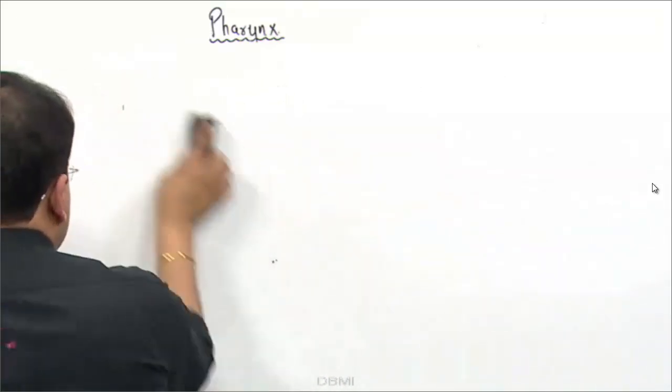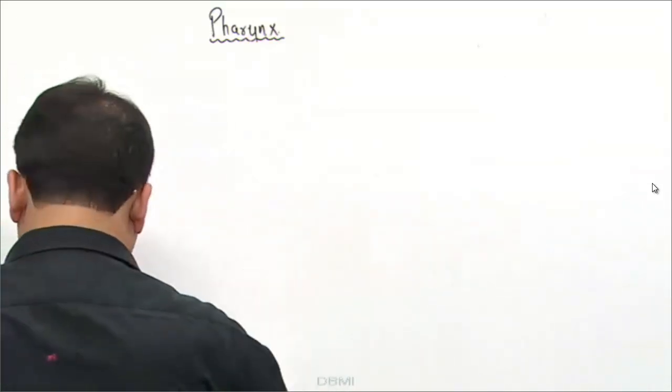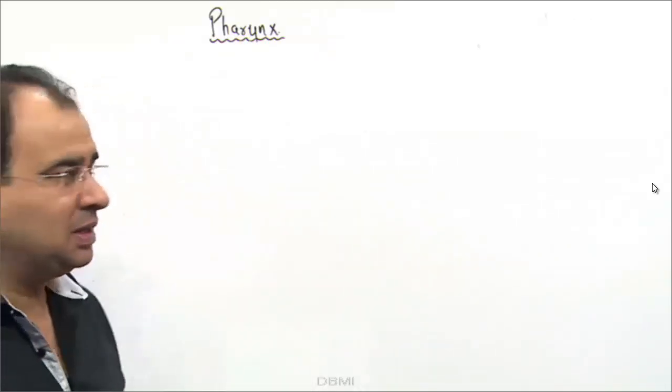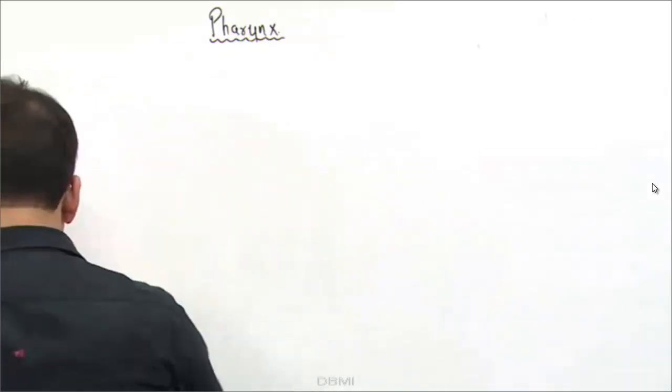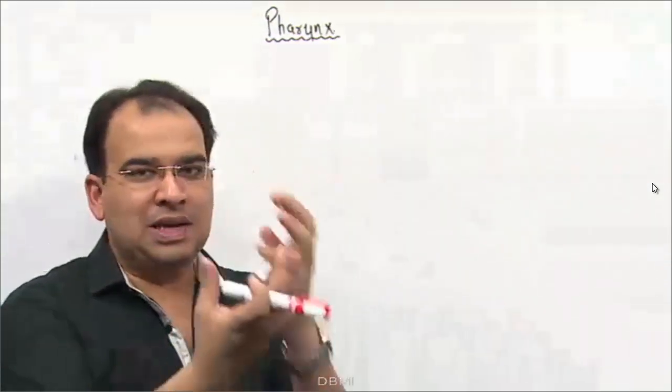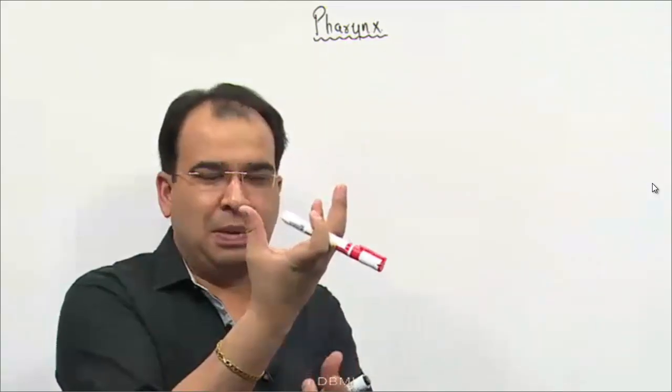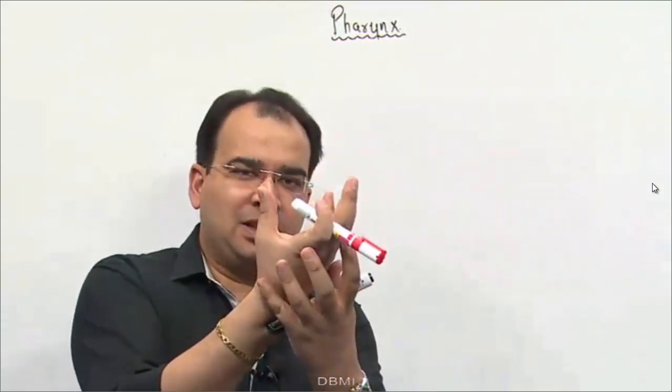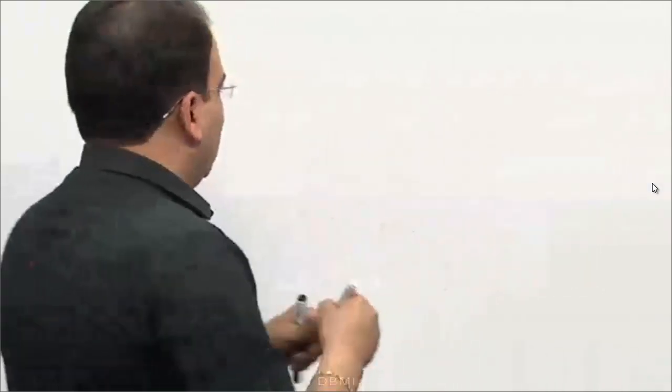The constrictor muscles, guys, when it comes to their arrangement, are like this. These are like disposable coffee cups. You put one inside another. There is a paper coffee cup here, and then you put one inside another, and then there is another one here. So it goes like this.